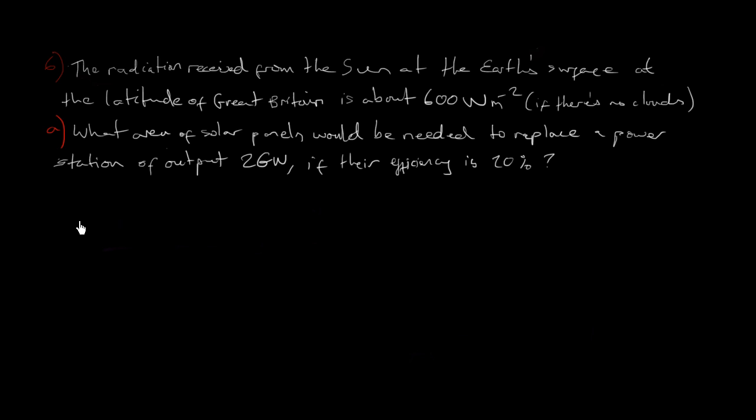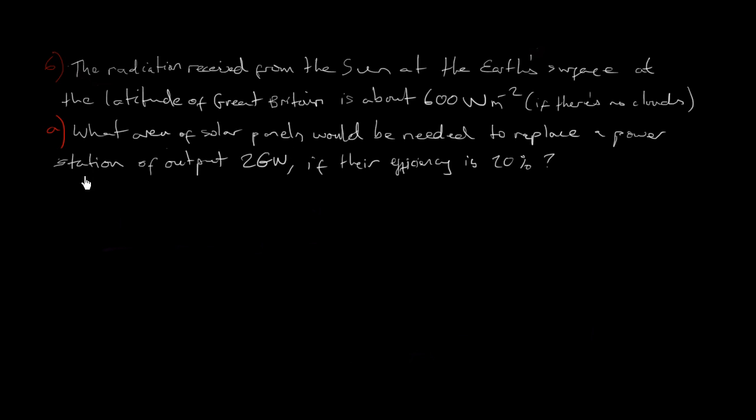The question says the radiation received from the sun at the Earth's surface at the latitude of Great Britain is about 600 watts per meter squared, if there's no clouds. What area of solar panels would be needed to replace a power station of about 2 gigawatts if their efficiency is 20%? So the efficiency here refers to the efficiency of the solar panels.